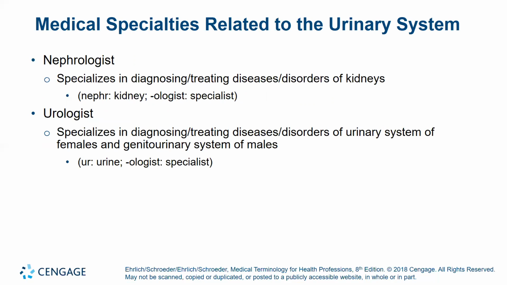Let's take a look at the medical specialists related to the urinary system. The first one we have is nephrologist. Looking at this term, we're able to break it down. Nephro is kidney, logist is specialist, so a specialist in diagnosing and treating diseases and disorders of the kidneys. Urologist then, ur is urine, ologist is specialist, so it's a specialist in diagnosing and treating diseases and disorders of the urinary system of females and the urinary and reproductive systems of males.